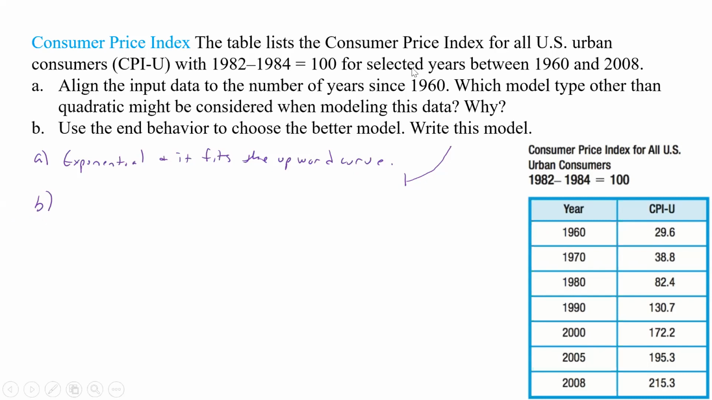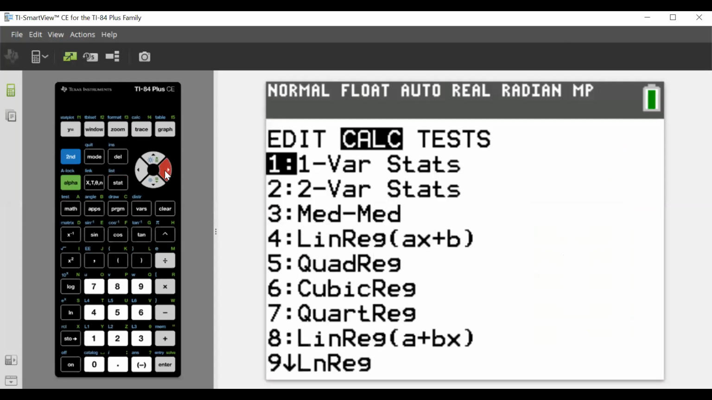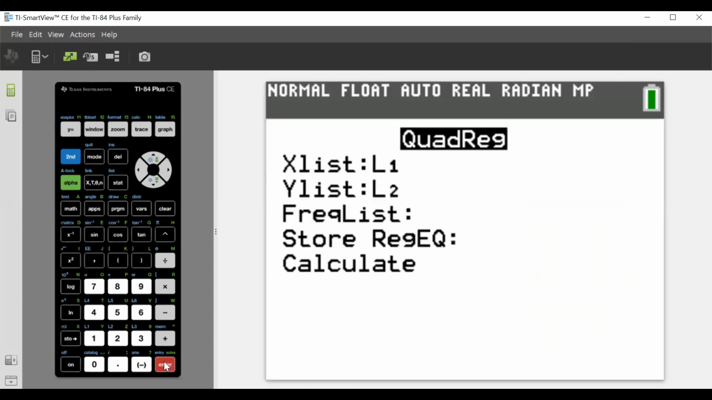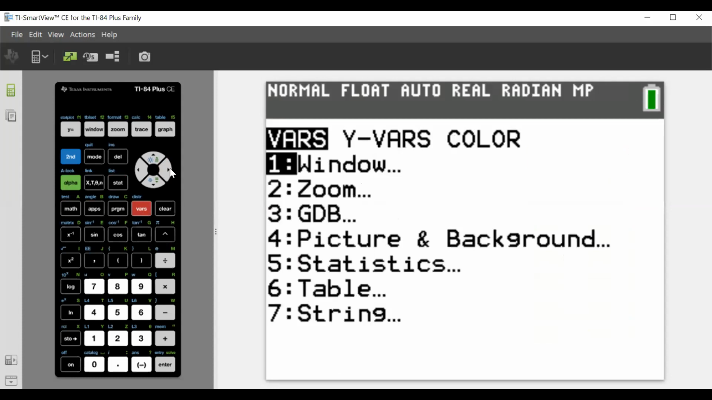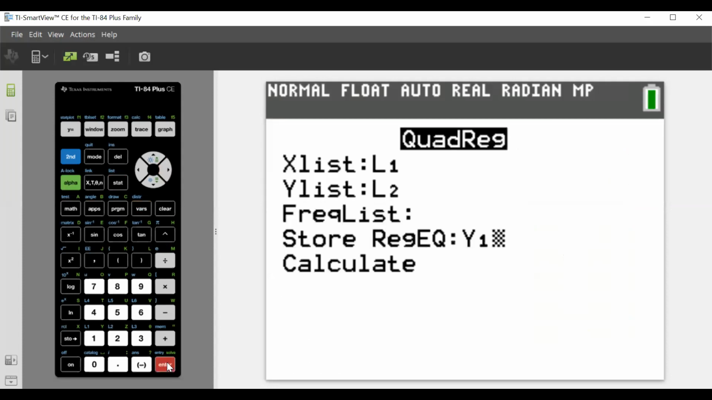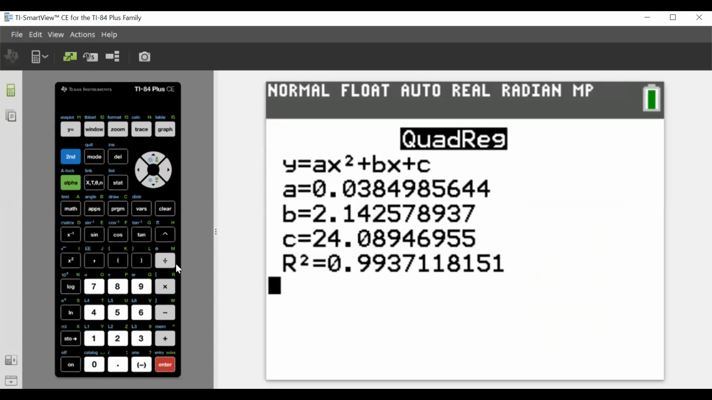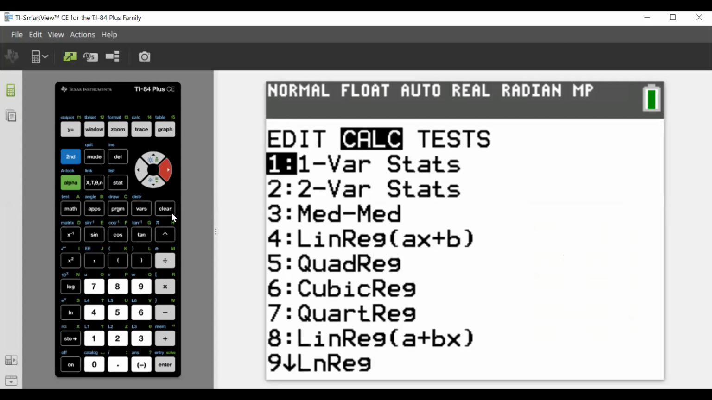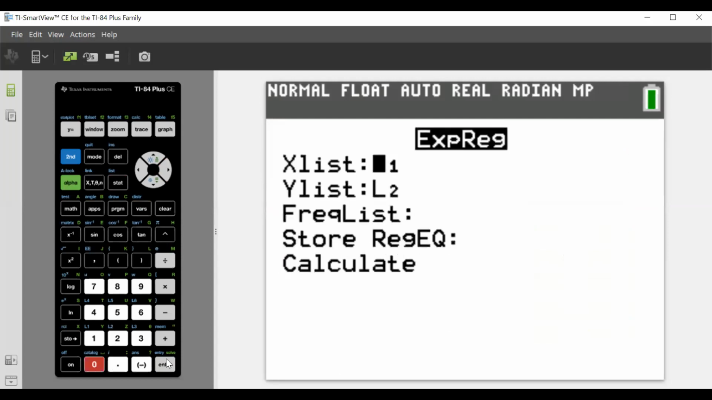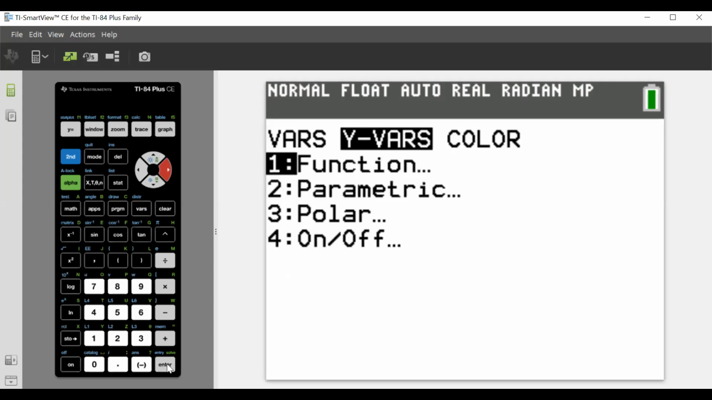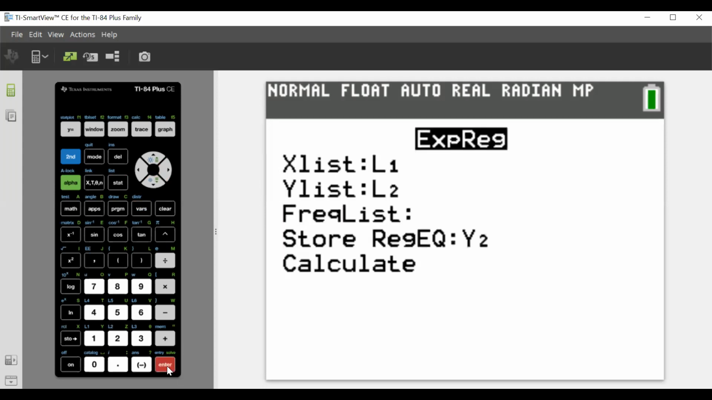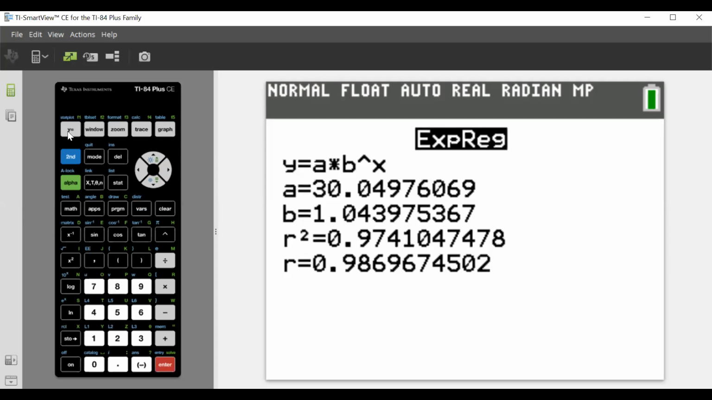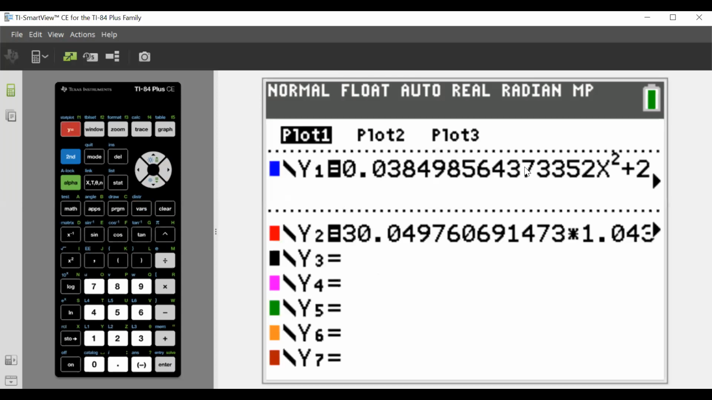Well, you know what? Like I said, let's write both of these models. So let's go over here to stat calc. Let's do a quadratic. Let's put that into vars function y1 and calculate. Okay, so we have that. Now let's go back to stat calc, and now we want the exponential, which is 0. If we go down, down, down, and then vars over to function, now we want y2 and calculate.